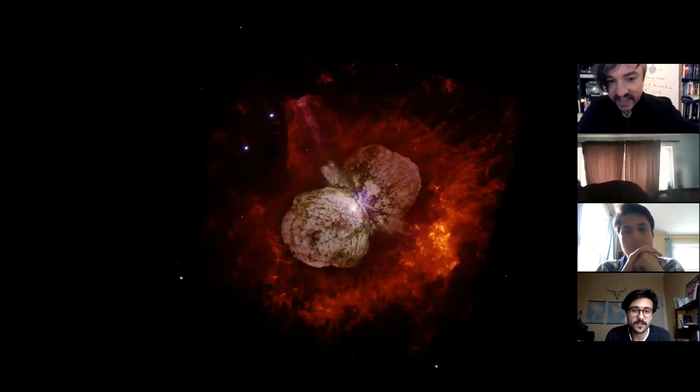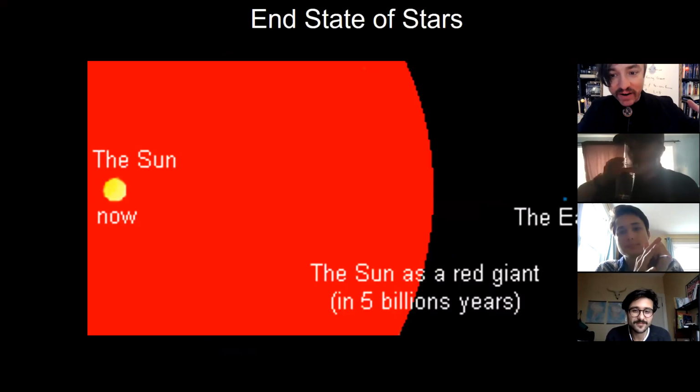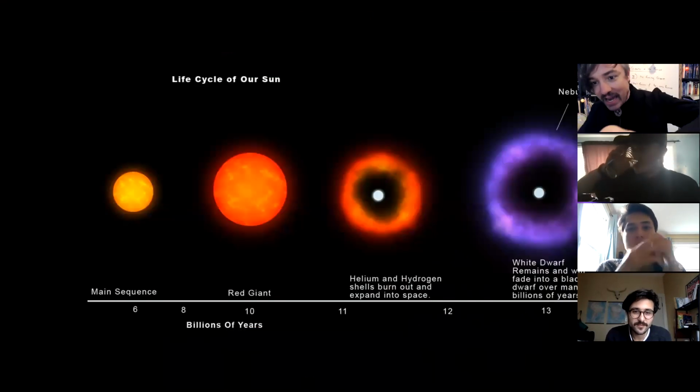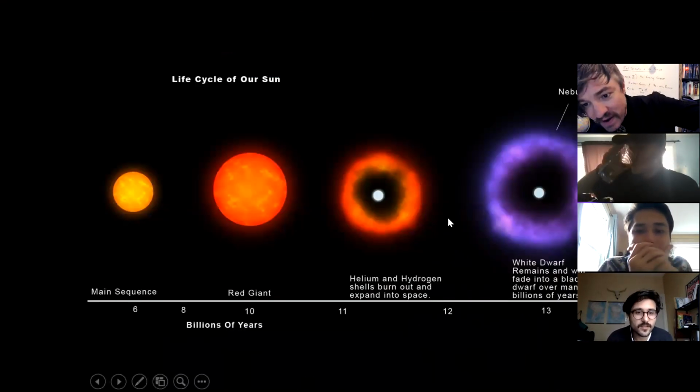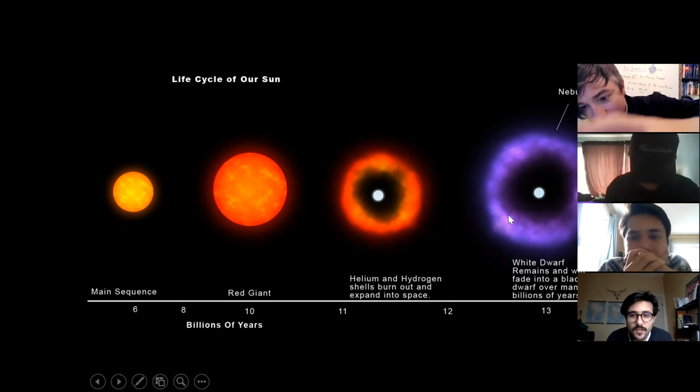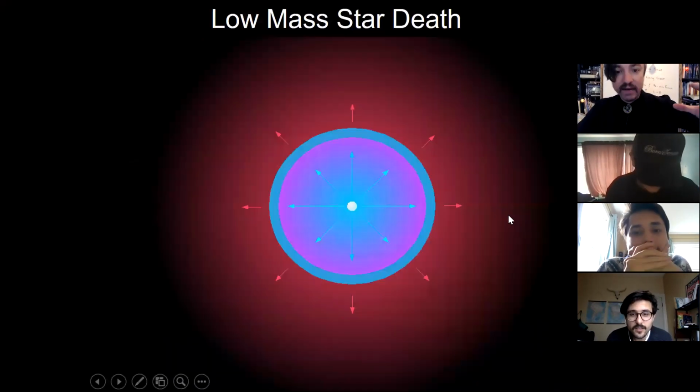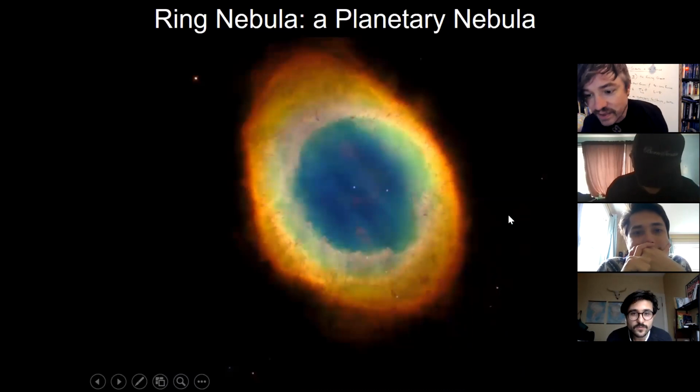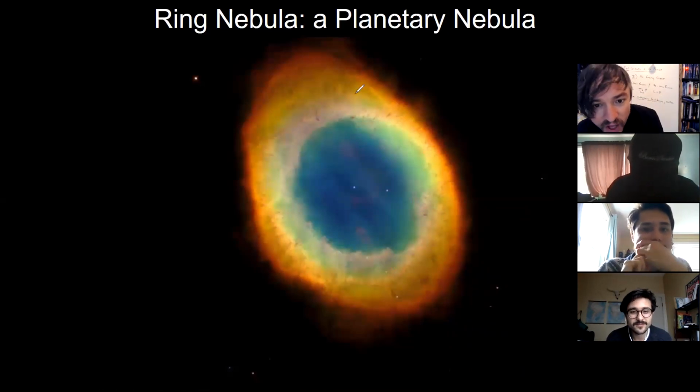Suddenly, it just becomes disconnected from the entire gravity of the star, and it puffs out. The carbon nugget is left behind. The outer layers expand, and it becomes this, the Ring Nebula. This is what our sun will eventually become, the white dwarf buried in the center.